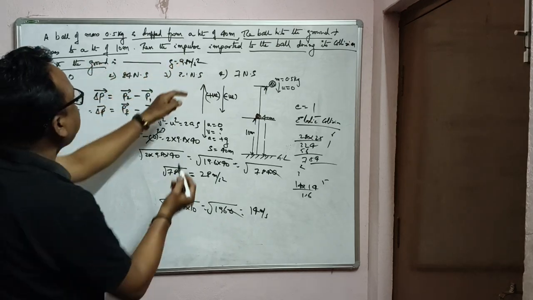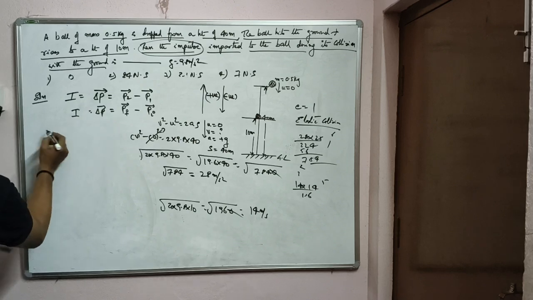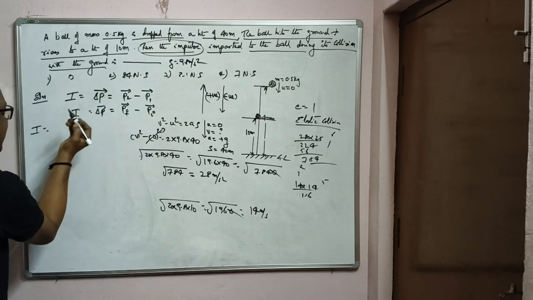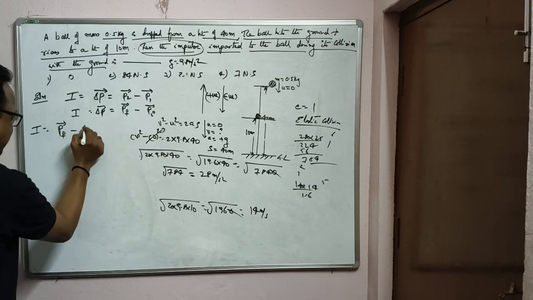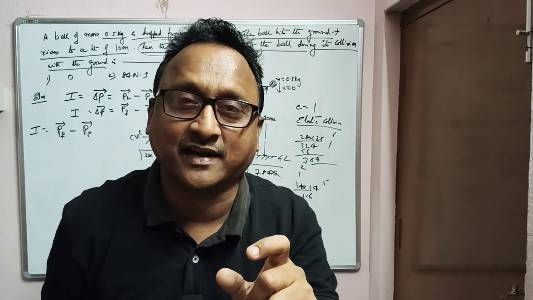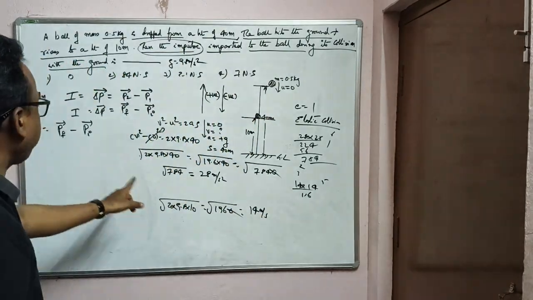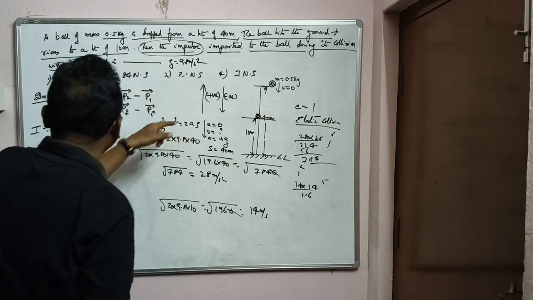Now he is asking you what is the impulse imparted to the ball. Impulse means what? I told you, change in momentum. That means final momentum minus initial momentum. I told you momentum is a vector. It is not a scalar. So direction should be taken. Already I have given upward, I will take momentum as positive. Downward I will take negative.